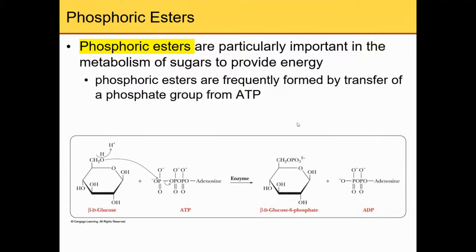And the phosphate esters are particularly important in metabolism of sugar to provide the energy. So here you can see they form this phosphate ester. They transfer the phosphate group from the ATP to here, right? Transfer to here, like it is PO3, the phosphate group. So that becomes the beta D glucose 6 phosphate, and then release the ADP.